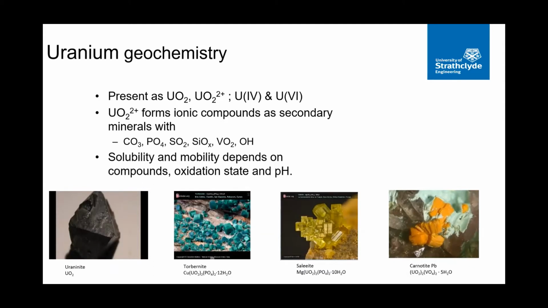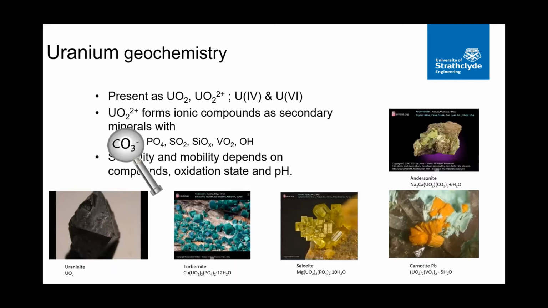It quite likes other ligands such as carbonates, phosphates, sulfates, silicates, vanadates, and hydroxyls. These have different affinities with uranium. The most important one here is the carbonate affinity, which is soluble as well as highly competitive. Phosphates are less soluble and may be deposit forming, and also quite important. But other factors that come into it are oxidation state and pH, as previously stated.